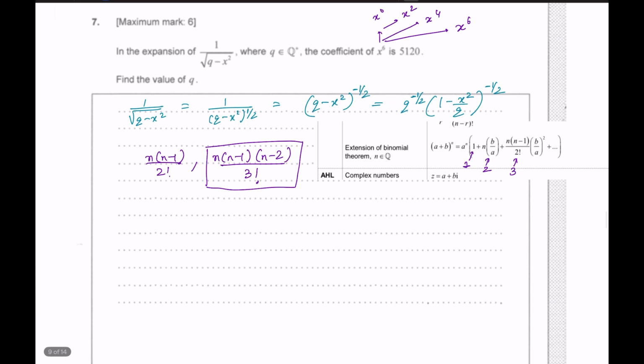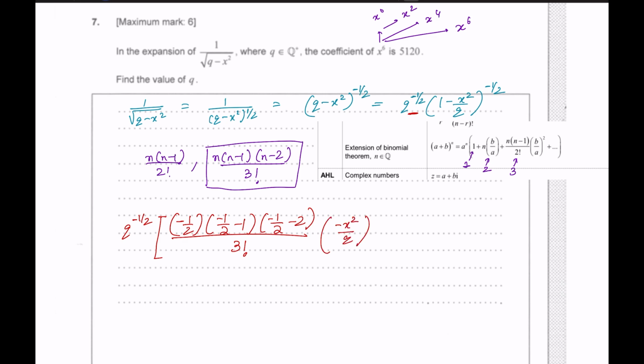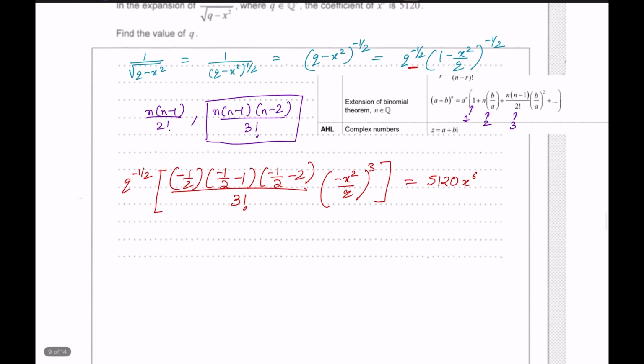Now, when I write the fourth term, just the coefficient part, or I can maybe write it entirely. This is q to the power of minus 1 by 2 from here times n is minus 1 by 2, so minus 1 by 2 times minus 1 by 2 minus 1 times minus 1 by 2 minus 2 divided by 3 factorial, yeah, times minus x squared by q to the power of 3. This is equal to 5120 x to the power of 6. Now we just have to solve for q.